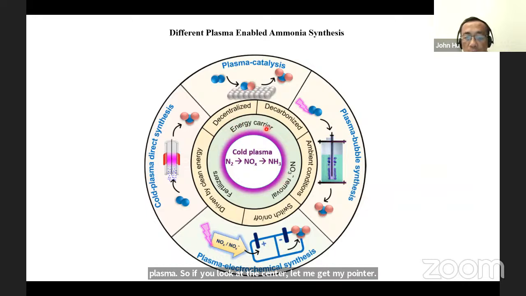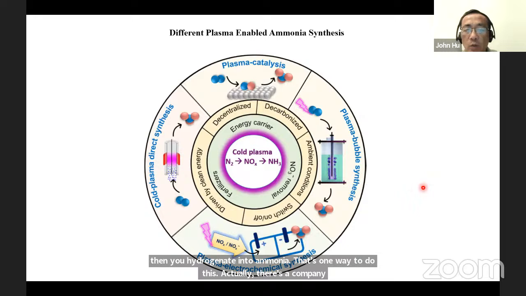If you look at the center of this diagram, I'm going to interpret the cold plasma. Basically, you see nitrogen under cold plasma, you can make NOx, and then you hydrogenate NOx into ammonia. That's one way to do this. Actually, there's a company in California doing this route.